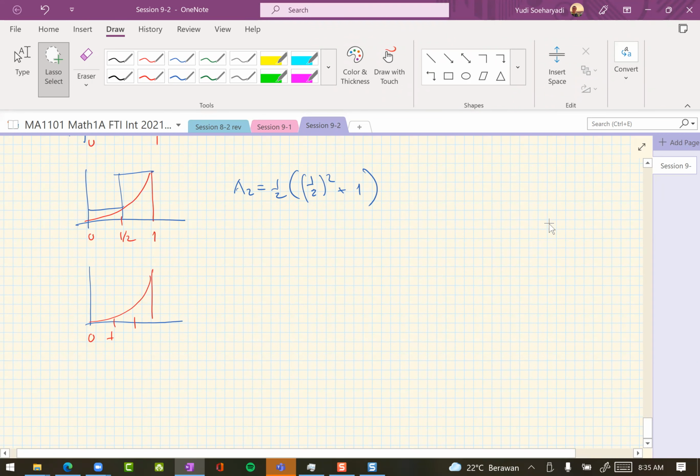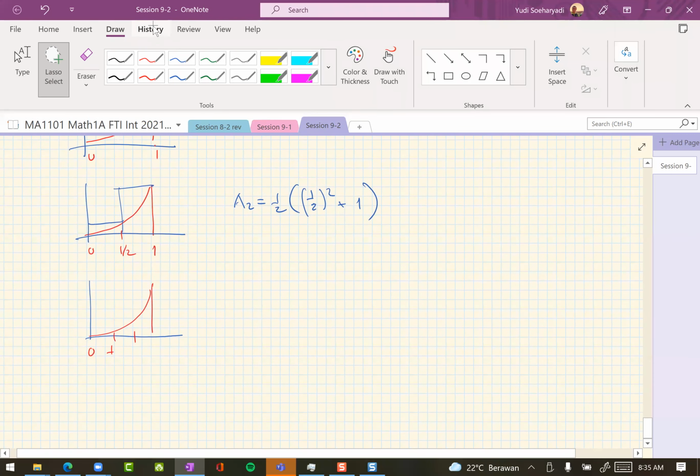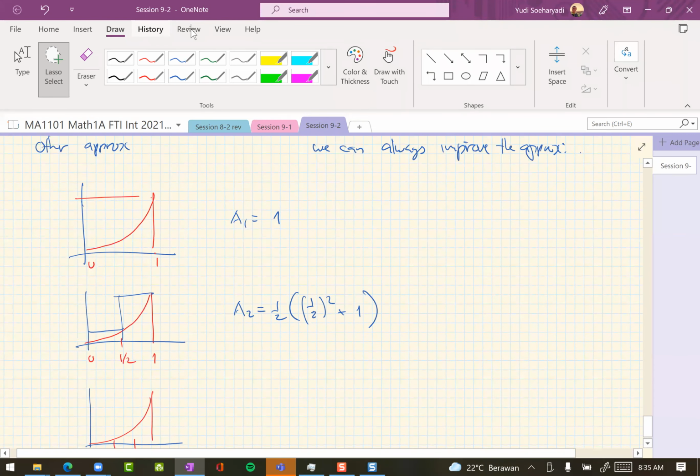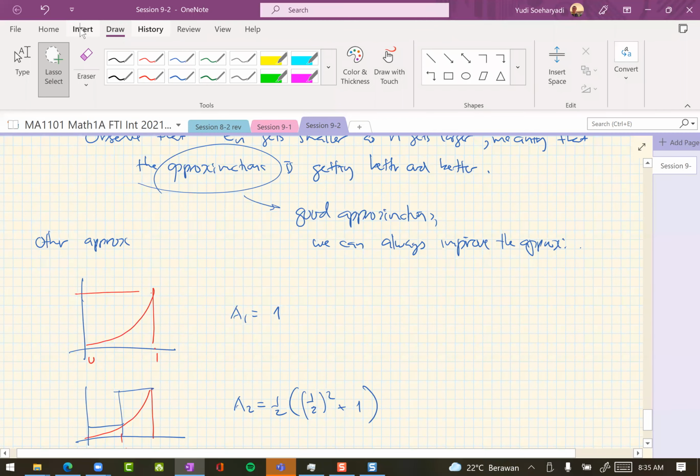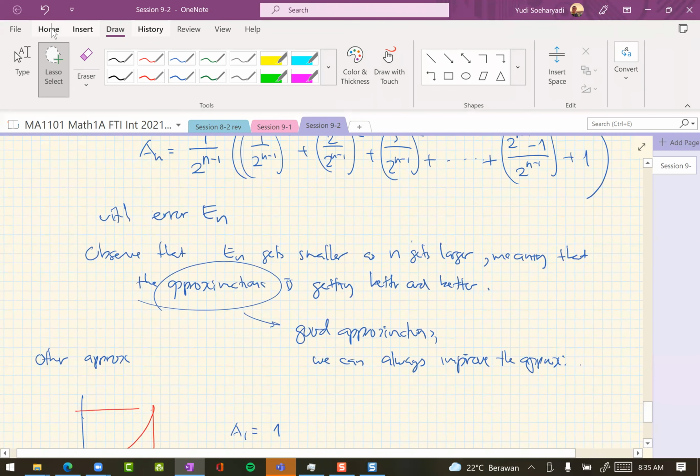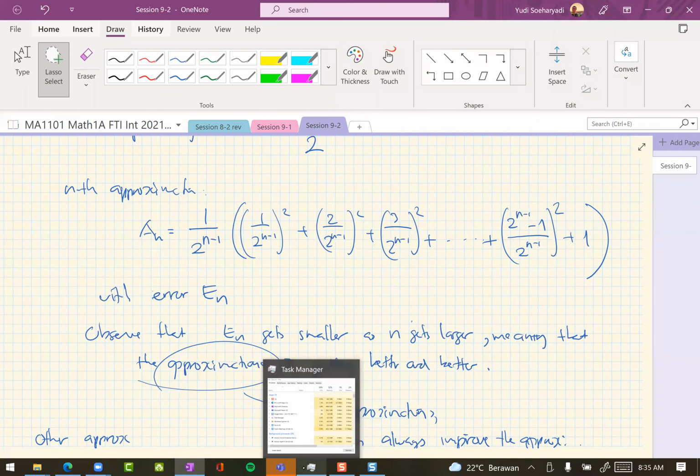The note is stuck. So I have to see. Okay, it's stuck. Hold on.